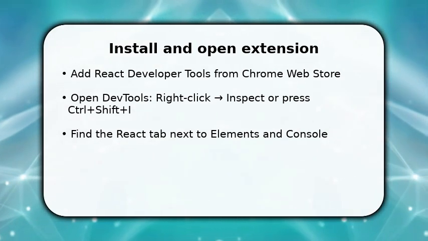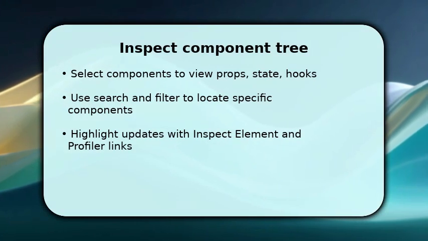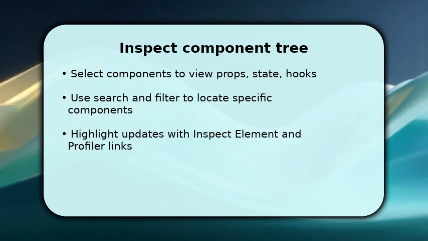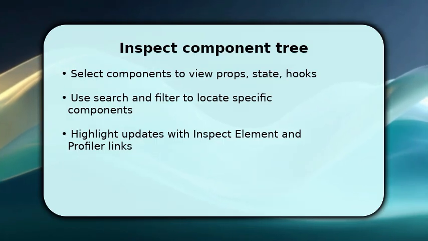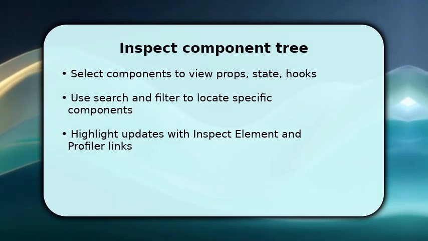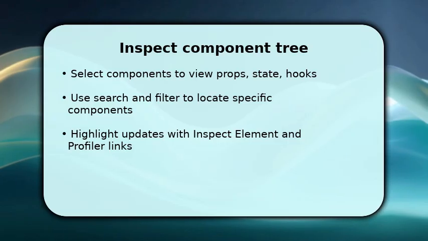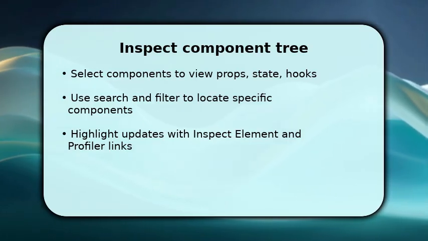You now explore the component tree. Click a component to reveal props, state, and hooks in the right panel. Once selected, examine the current values and understand why the UI renders that way. Changing a prop proxy or state snapshot helps debug.